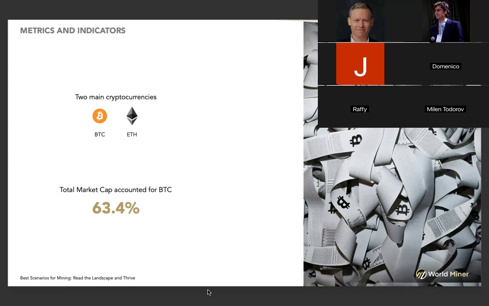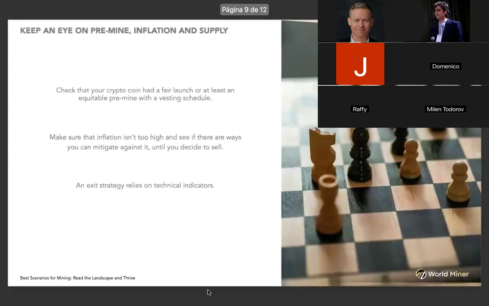So keep an eye on pre-mine, inflation, and supply. First action, and an important one, is to check that your crypto coin or token had a fair launch, or at least an equitable pre-mine with a vesting schedule that doesn't make you run for the hills. Remember, you are an investor, you are not the one that started the project. Make sure that the inflation isn't too high, and see if there are any ways you can mitigate against it until you decide to sell.